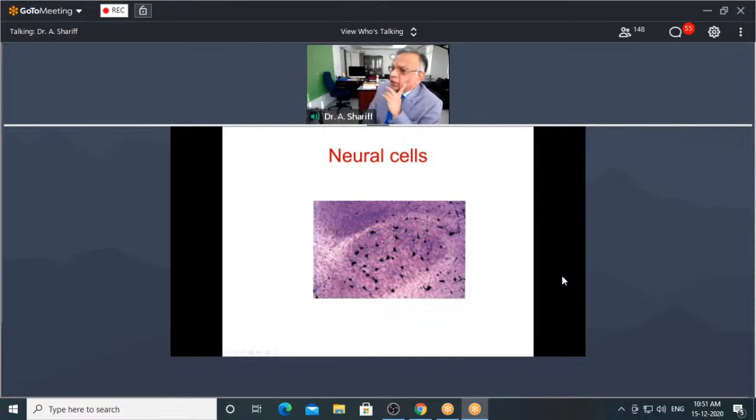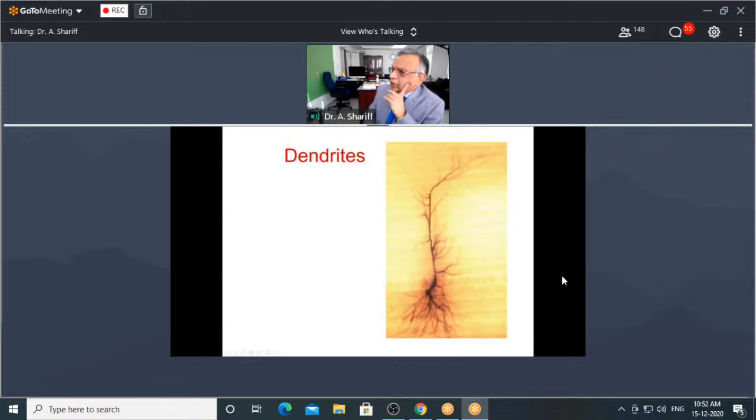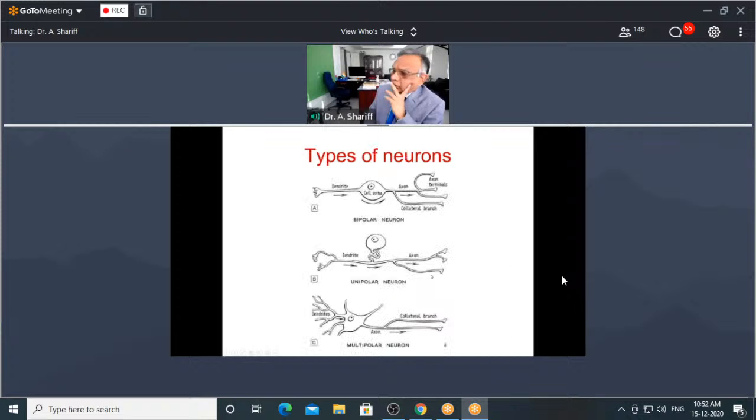neurons where a single process comes out of the cell, and then it divides into a peripheral process and a central process. The peripheral process brings the impulse, and the central process takes the impulse away from the cell body, and those are the pseudounipolar neurons, and these are found in the sensory ganglia attached to the dorsal roots of the spinal cord. Okay, so these are the neural cells. Again, these are the various types of neurons, bipolar.